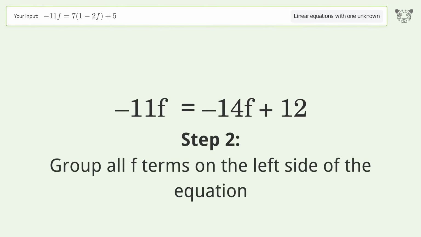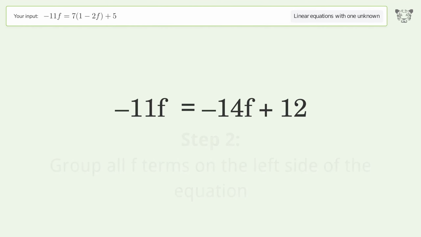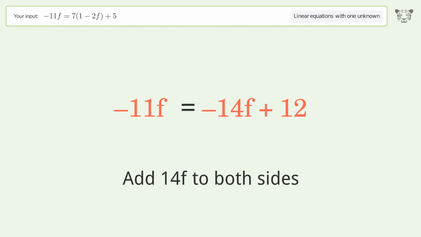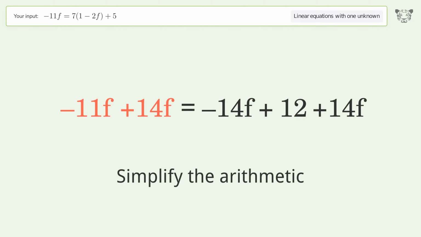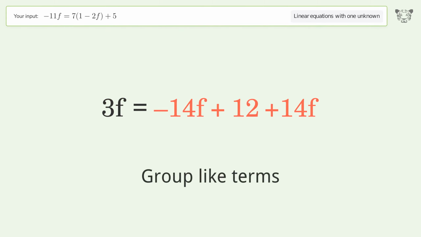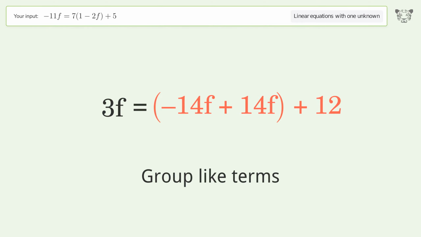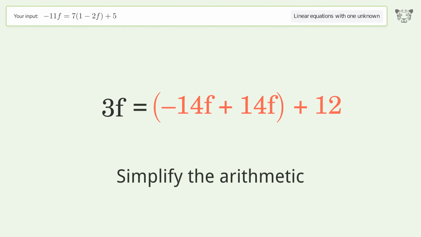Group all f terms on the left side of the equation. Add 14f to both sides. Simplify the arithmetic. Group like terms. Simplify the arithmetic.